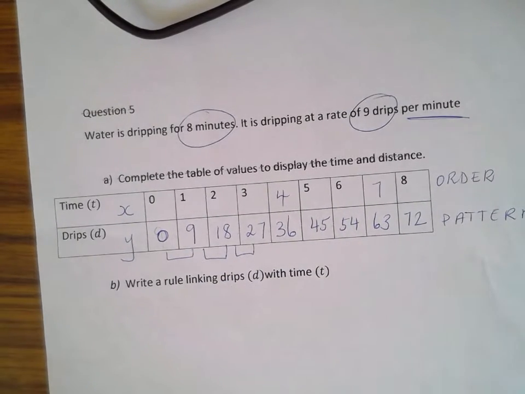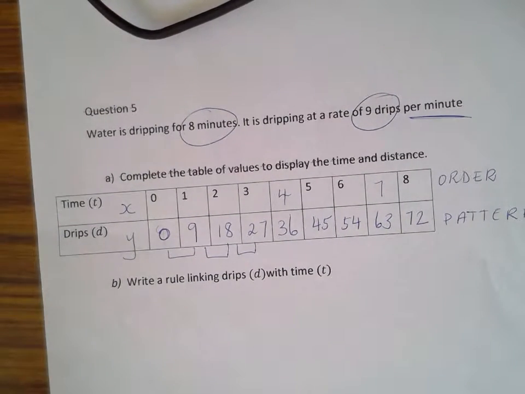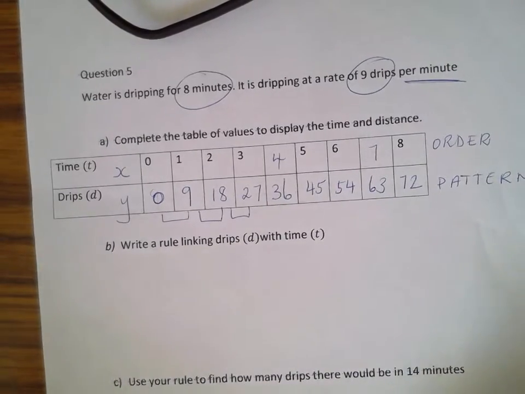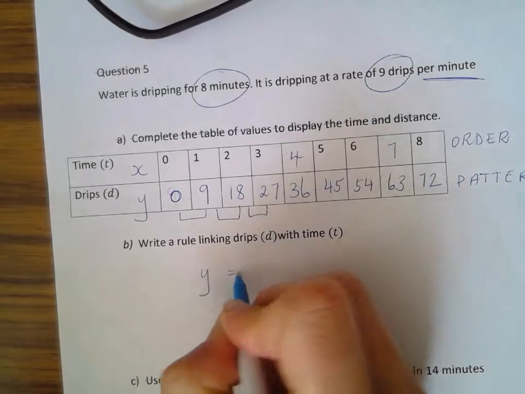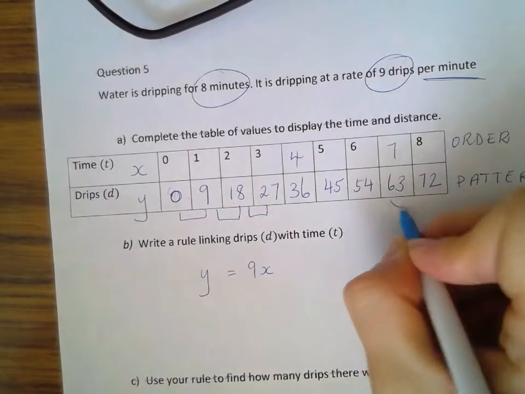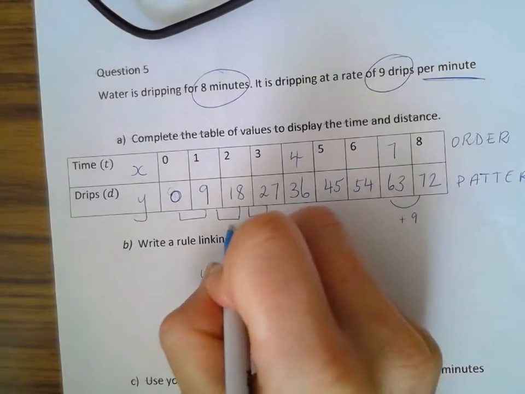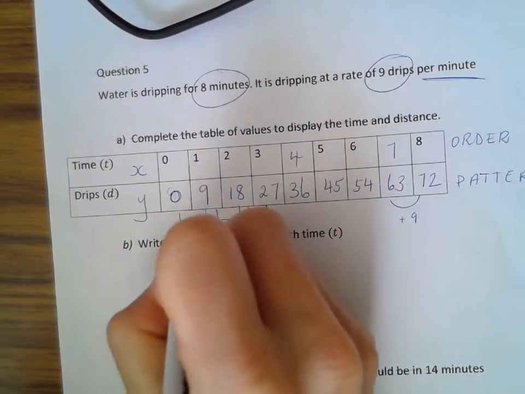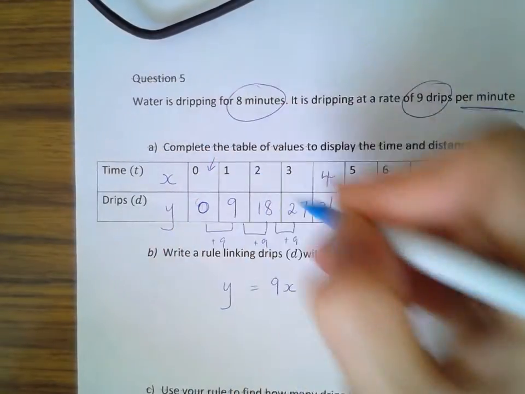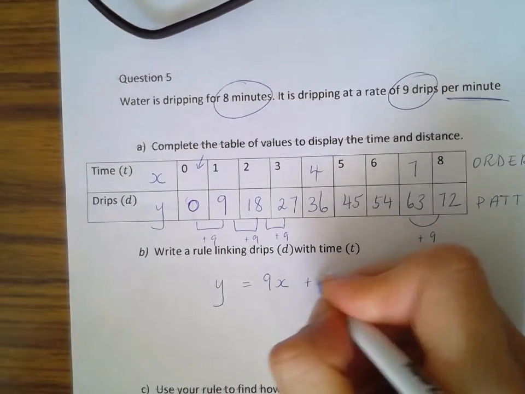Okay, so now we need to think about a rule that links drips with time. So we're so used to going y equals, this would be 9x, because it's going up by 9 each time, up by 9, up by 9, up by 9. We're so used to going 9x, looking for the 0, and that would be plus 0 because of this.